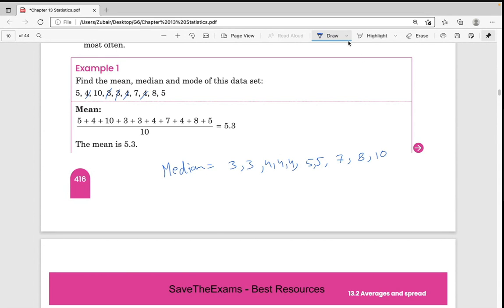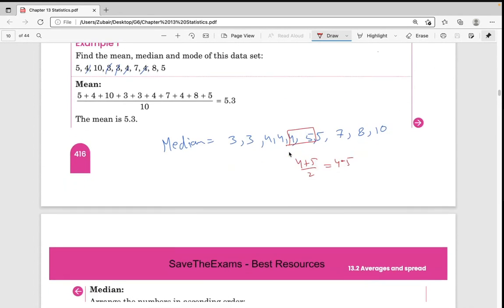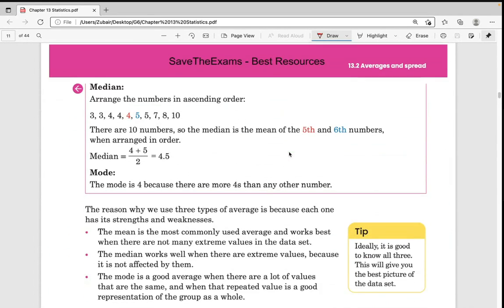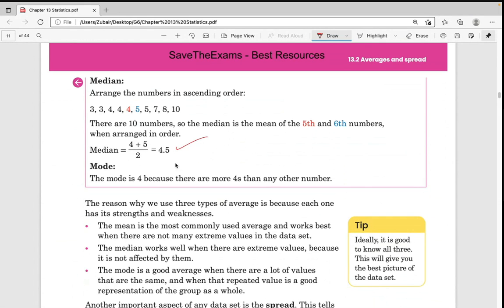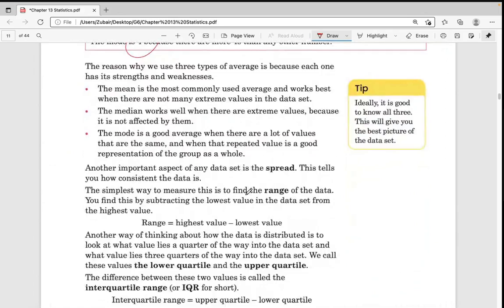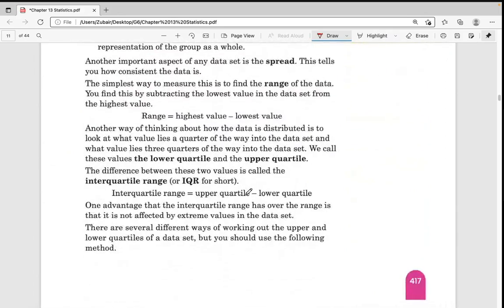So these are 10 numbers, and we will take the fifth and the sixth numbers, 4 and 5, and average them. So the median is going to be 4.5. And lastly, the mode. We can see 4 occurs the most. So the mode is 4. Median 4.5 and mode is 4 because it occurs more than the other numbers.